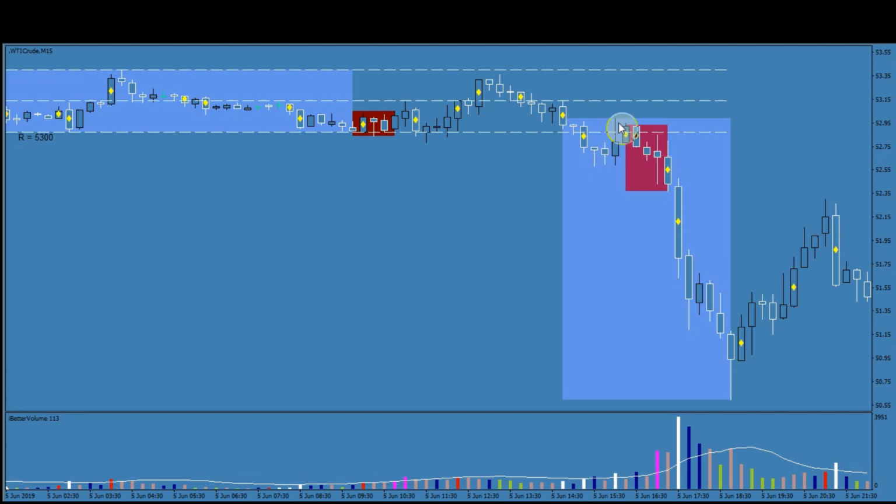And then we get a test back up near the halfway point of where we started that. And this is right before the US Open comes online. That's what this blue box represents. So if you look at the fact that we tested this area of interest where sellers came in aggressively, and then we get this action right here, we would be looking more to the downside. We wouldn't take this into consideration to go to the upside.